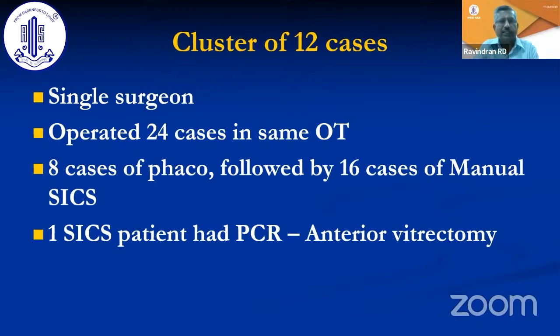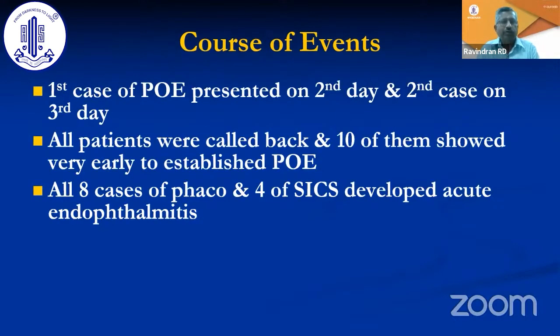The second is a cluster of 12 cases which had endophthalmitis. That was all operated by one single surgeon. He operated 24 cases in the same OT. He had operated 8 cases of phaco, followed by about 16 cases of manual SICS. Of this, one patient had a PCR and also had anterior vitrectomy using the same machine. If you look at the course of events, the first case was seen on the second day, the second case was seen on the third day.